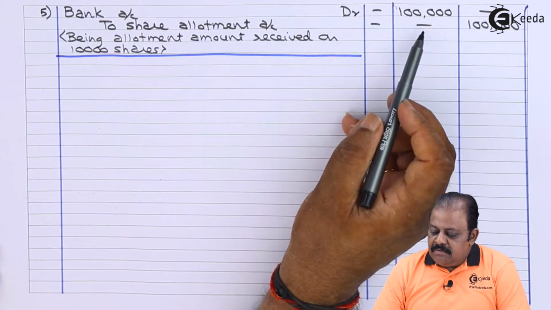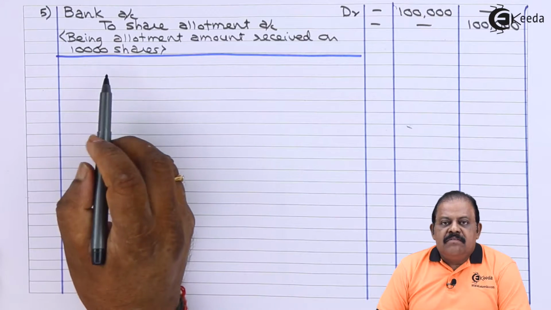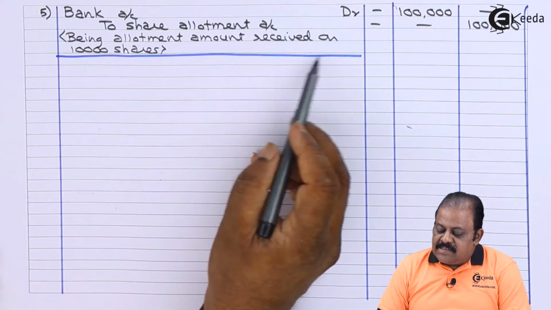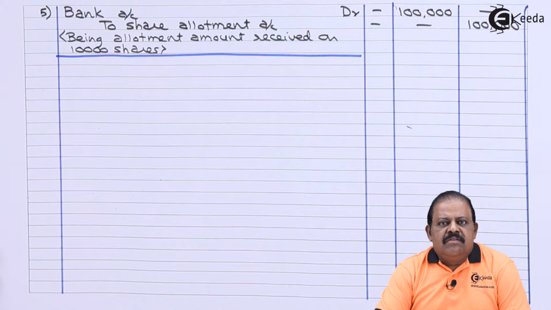Bank account debit 1 lakh, to share allotment account 1 lakh, being allotment amount received on 10,000 shares. Here we have completed the allotment stage. The next stage is share first call.